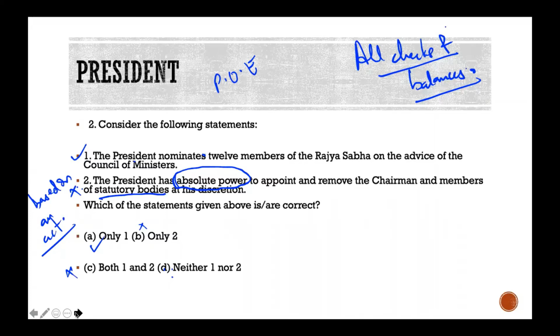hanging. In fact, recently after the Puttaswamy case, what is the Puttaswamy case? Do you guys know?